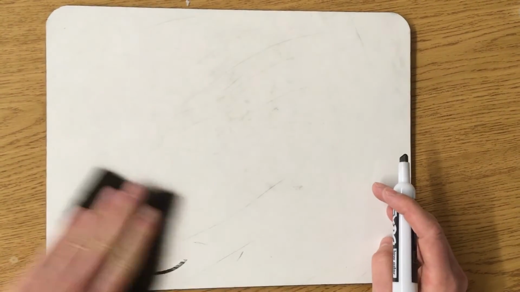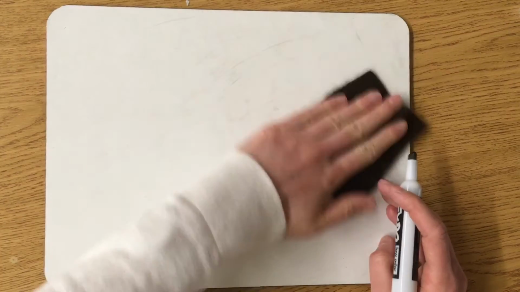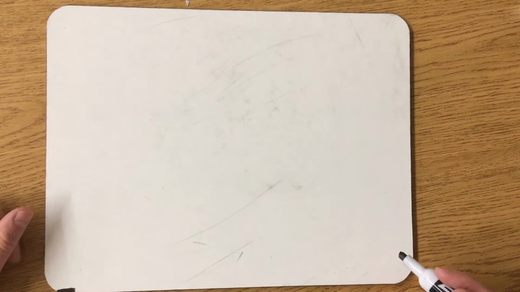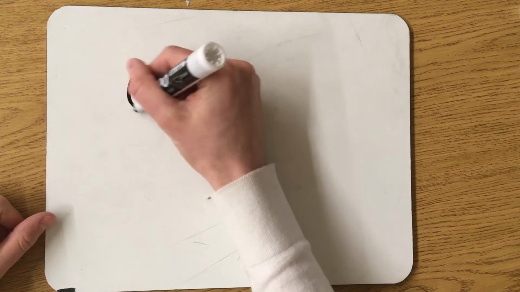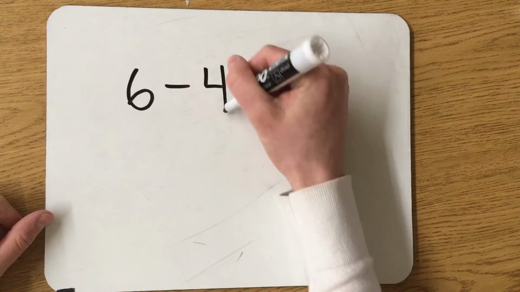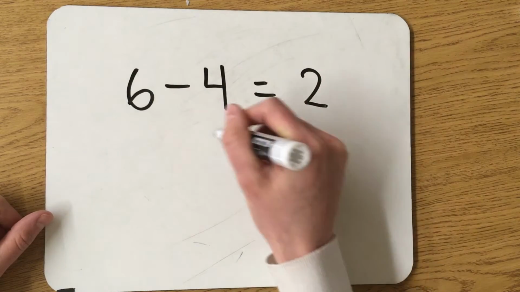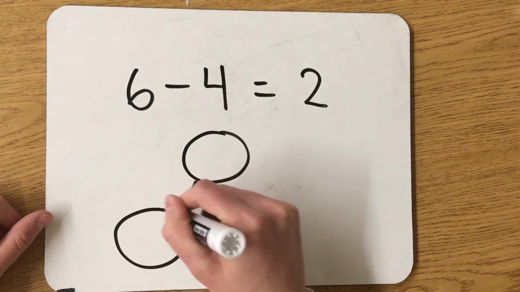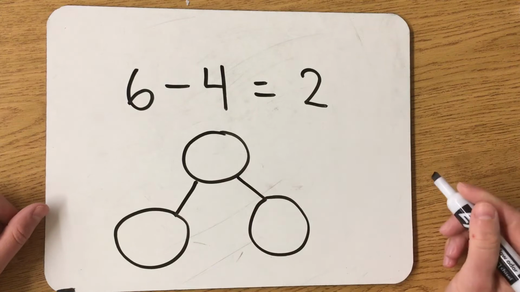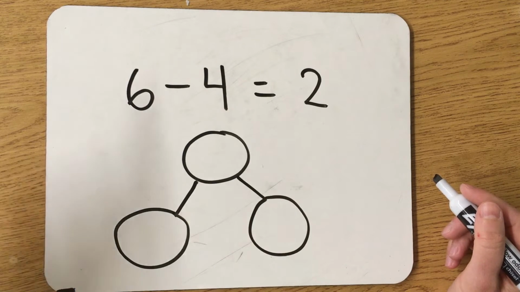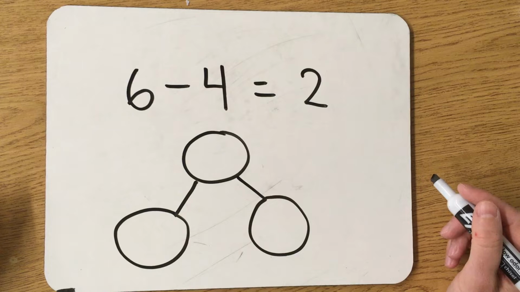Many of you might find addition easier than subtraction. It's easy to remember part plus part equals whole group. But what if I were to show you a subtraction equation? Six take away 4 equals 2. Could you figure out which number is the whole group and which numbers are the parts?